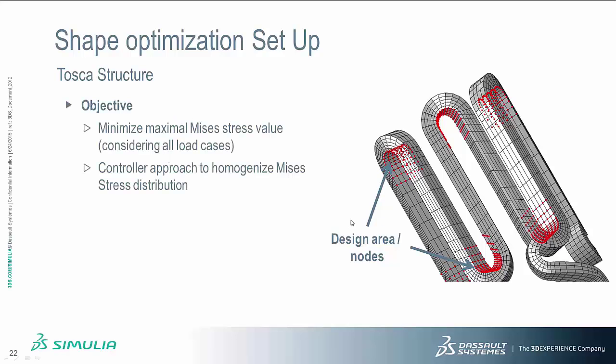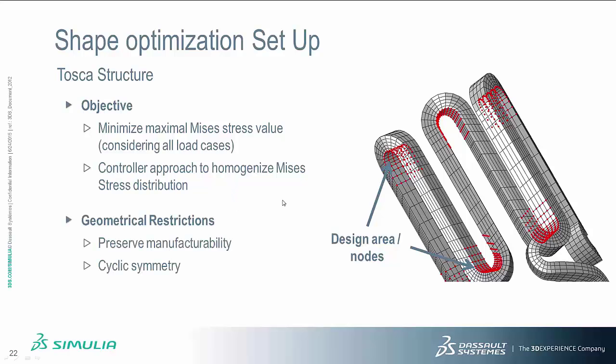The objective of this optimization is to minimize the maximum von Mises stress, considering all the load cases, including crimping and the stent deployment, and also the pressure loading of the blood pressure. And the approach is to homogenize the Mises stress distribution so that the maximum stress is reduced. Some geometrical restrictions are applied so that it's manufacturable, and it has a cyclic symmetry, as so far we have zoomed in all the models.